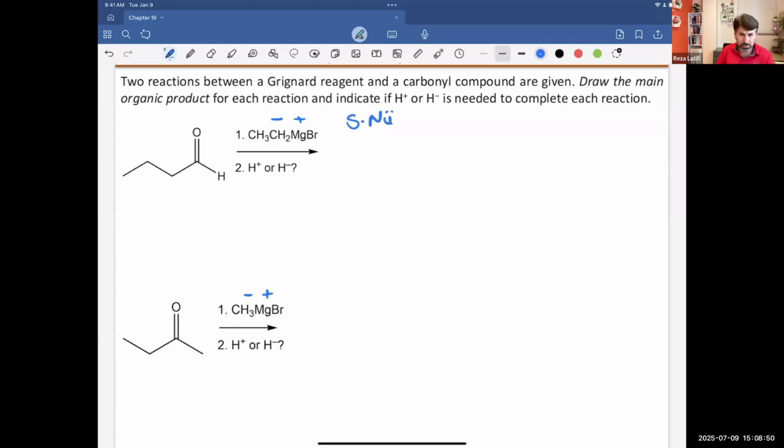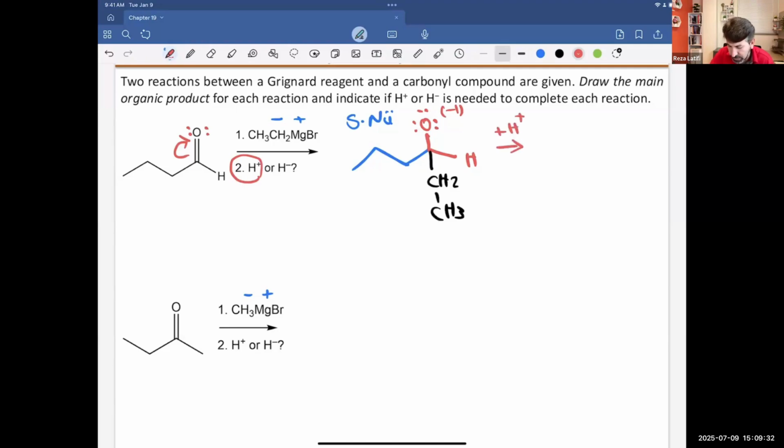Because we have a strong nucleophile, the first step of the reaction will be this: addition of the nucleophile. I will add the nucleophile here, and this is going to be CH2CH3. I do have hydrogen here, and what will happen to oxygen? Oxygen will take that pi bond. It already has two lone pairs, and now it will get one extra lone pair, so it will have a negative charge. If you add H plus to it in the next step, not H minus, because it already has a negative charge, you will get this product.